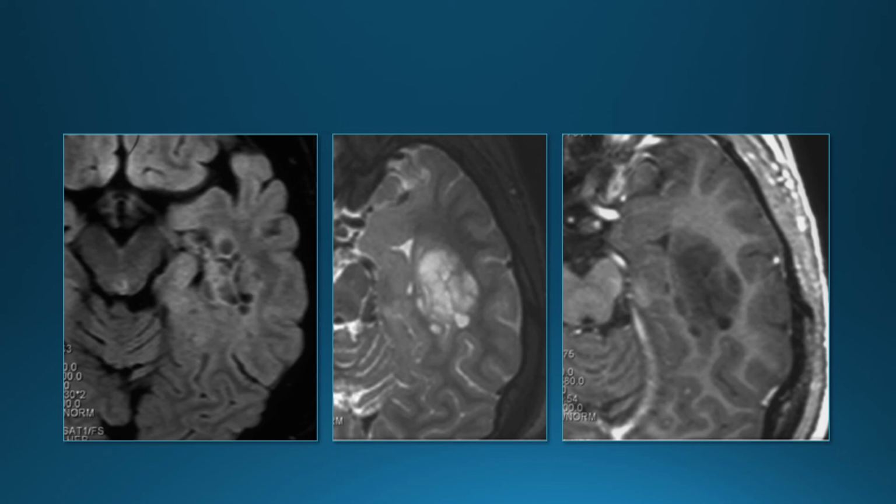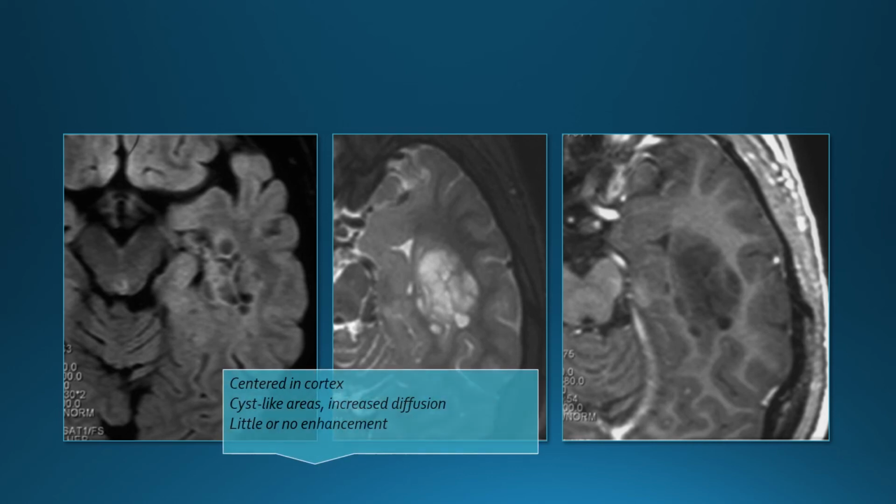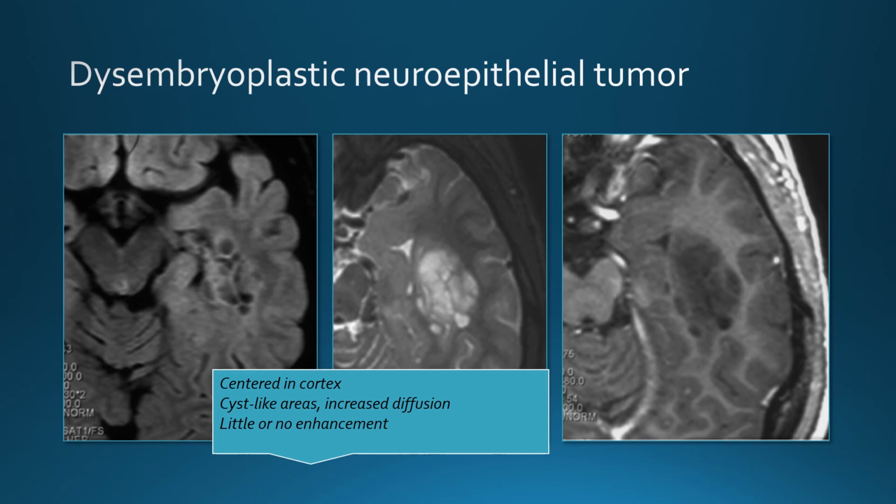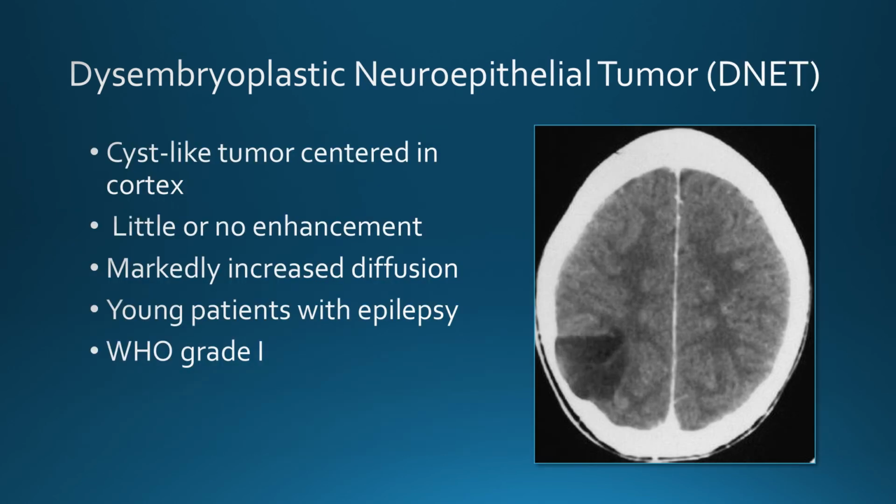FLAIR, T2, post-contrast T1. Lesion is centered in the cortex, has cyst-like areas. If I had diffusion-weighted images, it would show markedly increased diffusion, little or no enhancement. This is a dysembryoplastic neuroepithelial tumor, also called DNET. This is a cyst-like mass centered in the cortex, little or no enhancement.